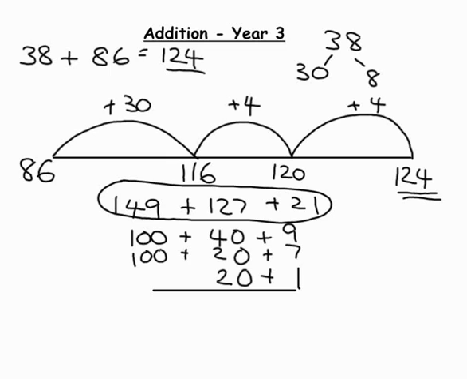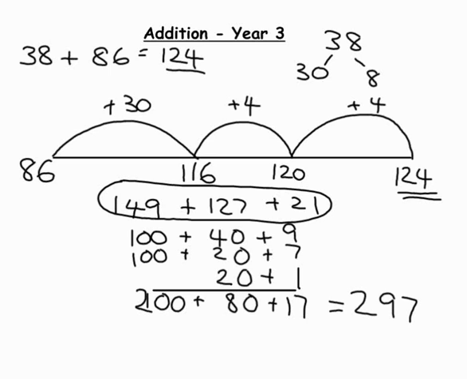We always tell the children to start off with the units, because they do tend to want to start off with the biggest column first. We start off with the units, and we have 9 add 7 is 16, add the extra 1 gives us 17. We then move across to look at our tens column. We've got 40 add 20 add 20, which gives us 80, and then finally our hundreds column, 100 add 100 is 200.